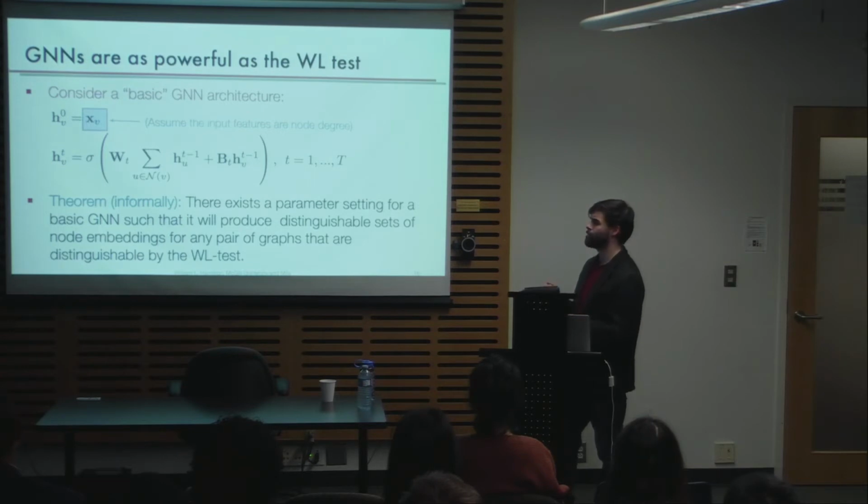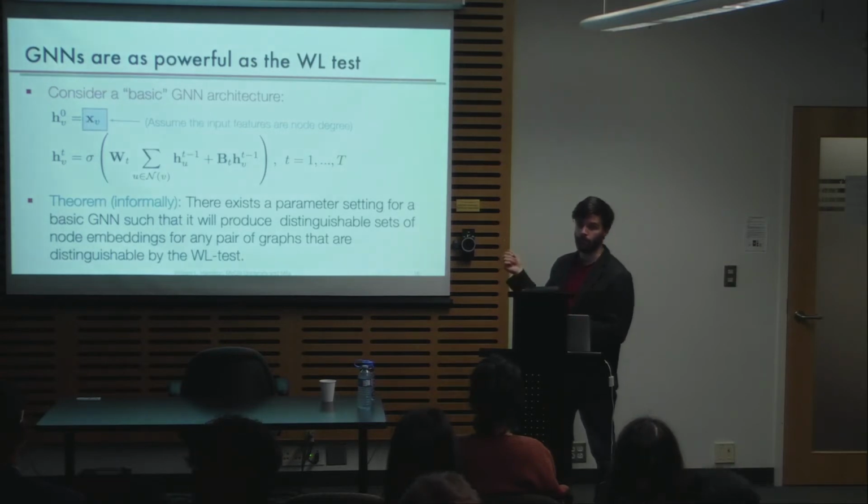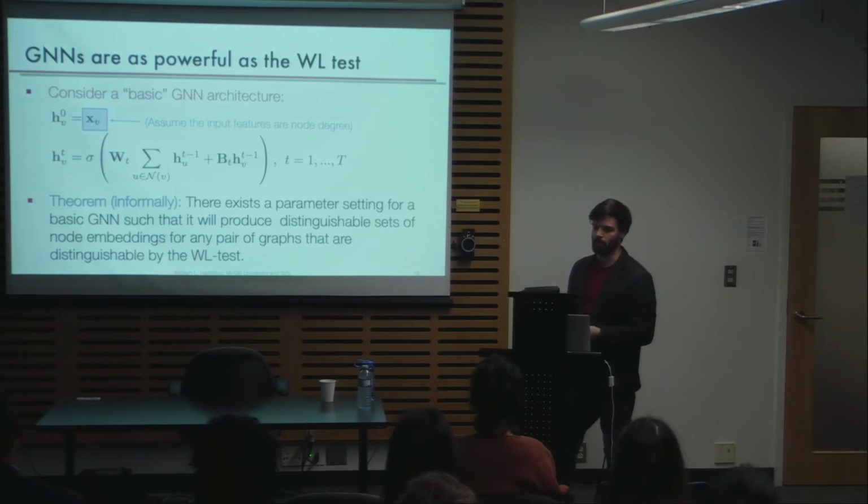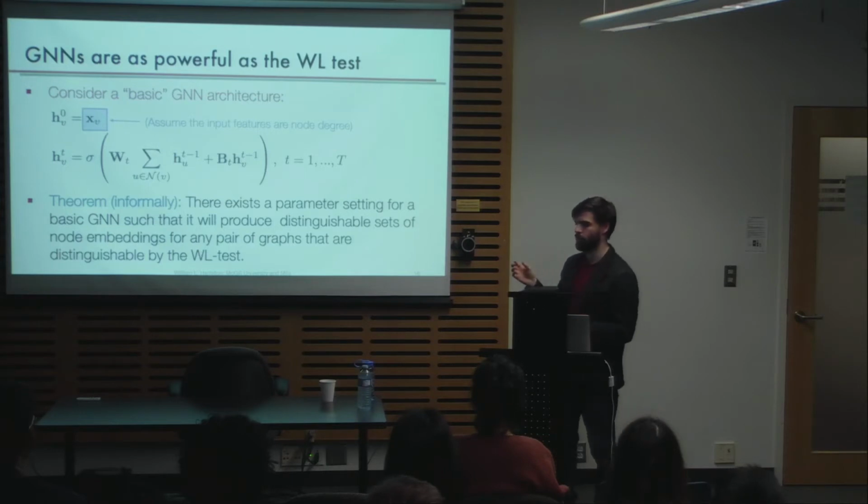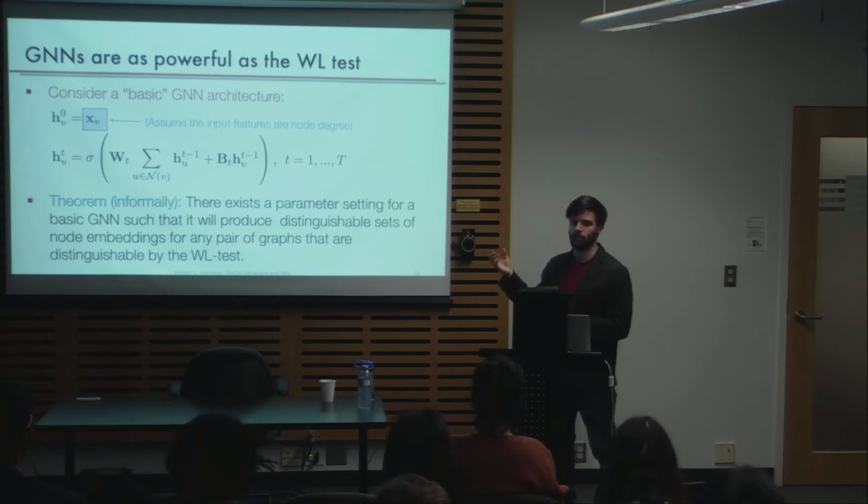In fact, you don't really need to assume this. You can assume you have constant input features or you have random input features, as long as they're not the same for all your nodes. And what you can say informally, the theorem statement, is that if a WL test can distinguish between two graphs, then our graph neural net can also do that. And if a WL test succeeds at detecting graph isomorphism, then our graph neural net can also do that.